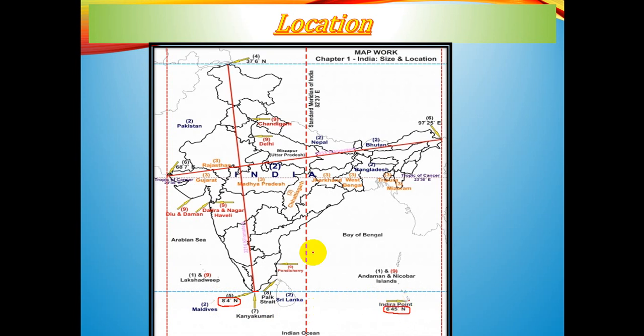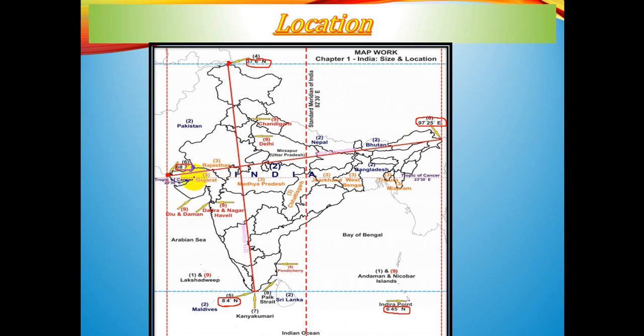Now next we will move to the northern tip of the latitudinal extent, that is 37 degrees 6 minutes north. It is the northern edge of Jammu and Kashmir. Now we will move to the longitudinal extent, 68 degrees 7 minutes east and 97 degrees 25 minutes east. So these are the four latitudinal and longitudinal extents.